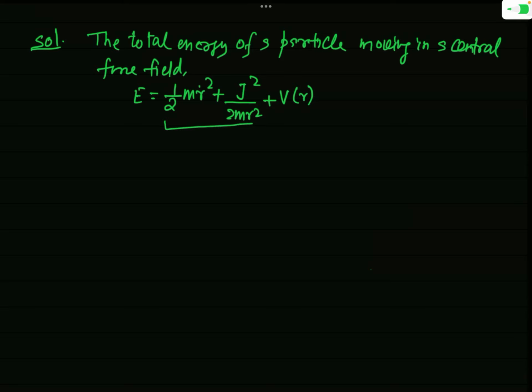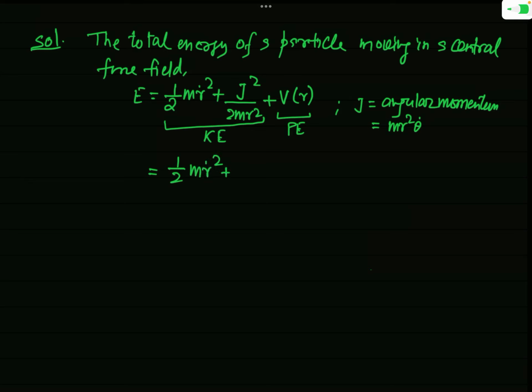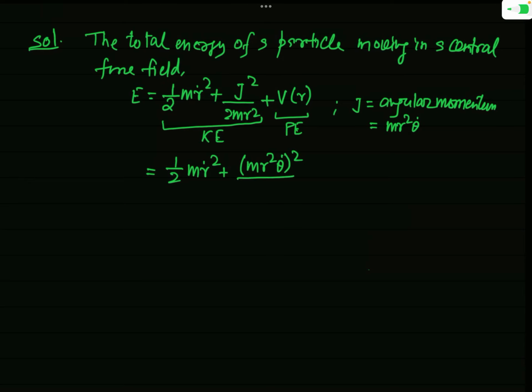In fact, the sum of these first two terms represents the kinetic energy, and this last term is the potential energy. Okay, and as you know, this J is the angular momentum of the particle. Now, as you know, the expression for angular momentum of a particle is mr square theta dot. Okay, so let us put this expression for J in this expression. So you will get half mr dot square plus mr square theta dot whole square over 2mr square, and plus V of R.